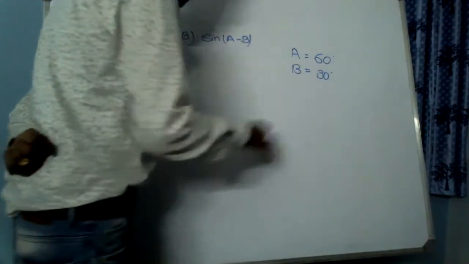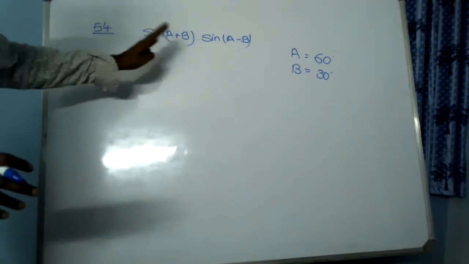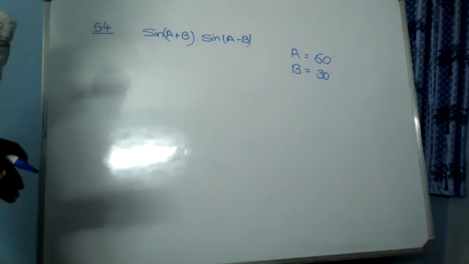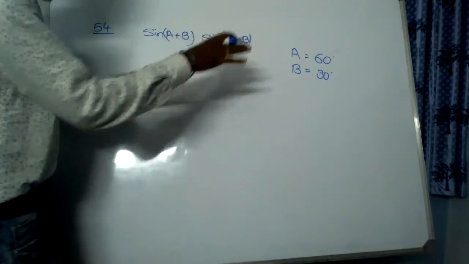I've just assumed A = 60 and B = 30. Why did I assume 60 and 30 particularly? Because 60 plus 30 is 90, and everybody knows sine 90. 60 minus 30 is 30, and everybody knows the 30 degree value as well, right? So that's why I've assumed these. Now you find the value if A and B are that.